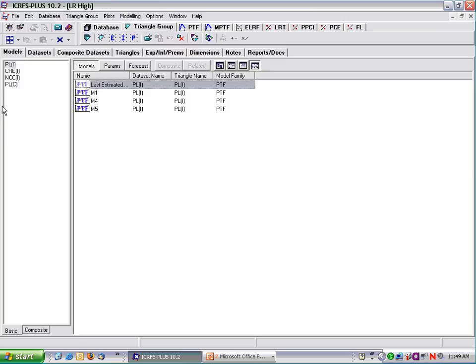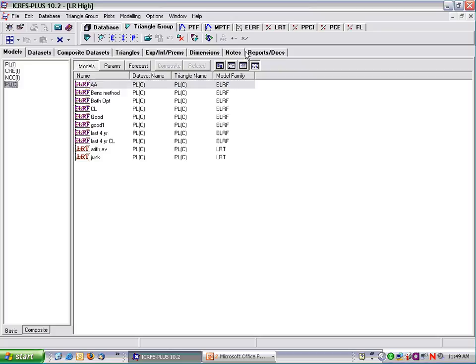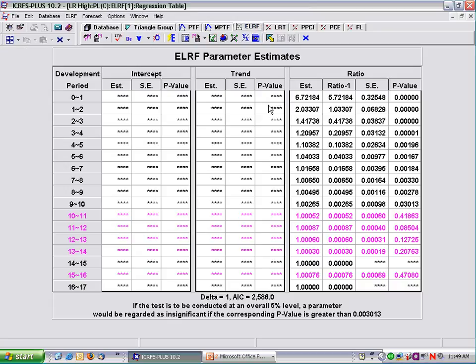So we enter this particular triangle group. We highlight the paid losses cumulative. We click on the ELRF modeling framework, and the starting model is what is now commonly called the Mack method, or equivalently the volume-weighted average ratios, but they are calculated as regression estimators for the origin. So these are the volume-weighted averages between every two sets of contiguous development years.